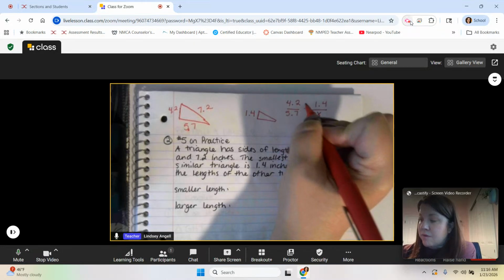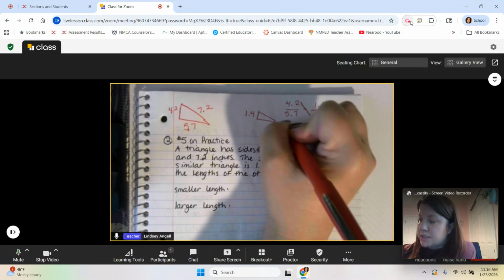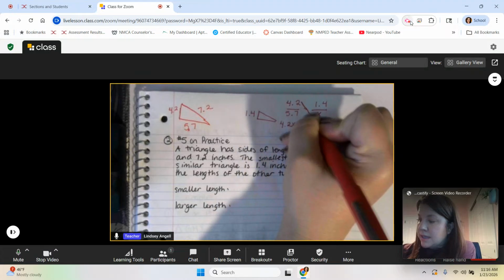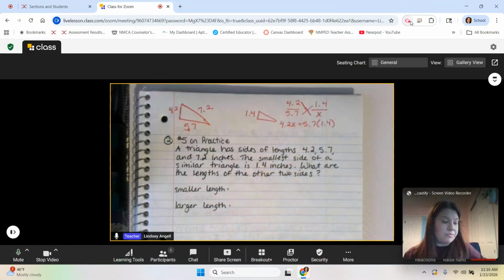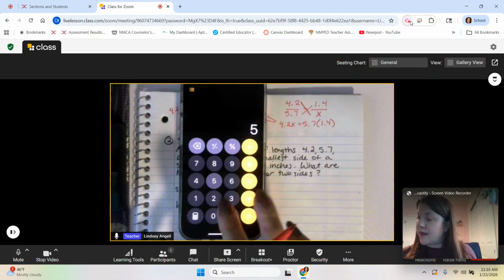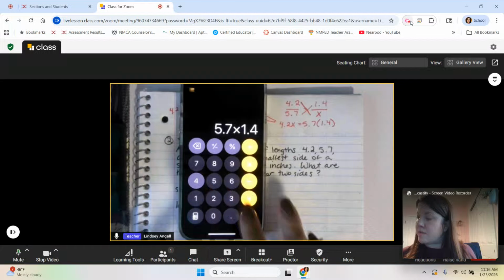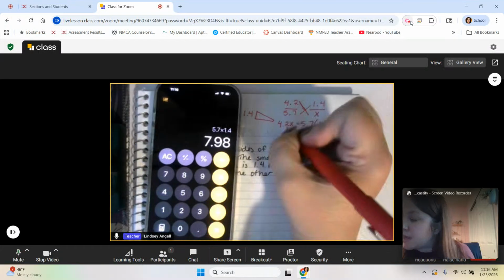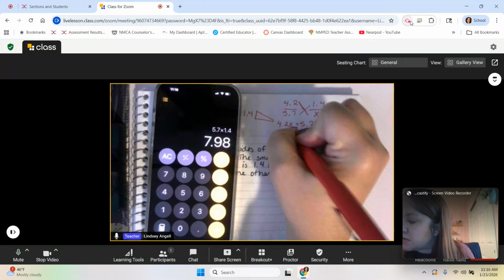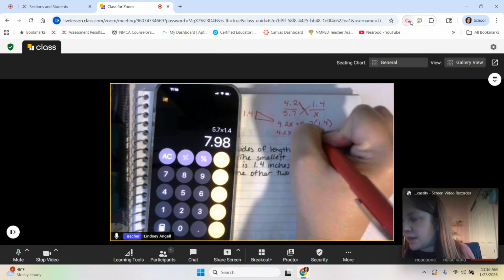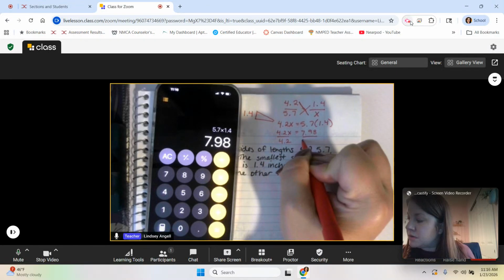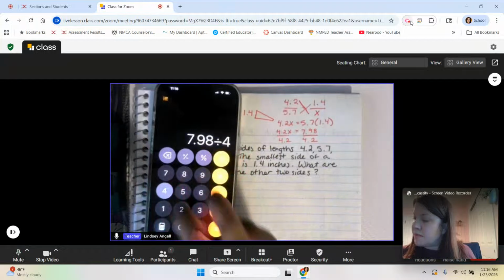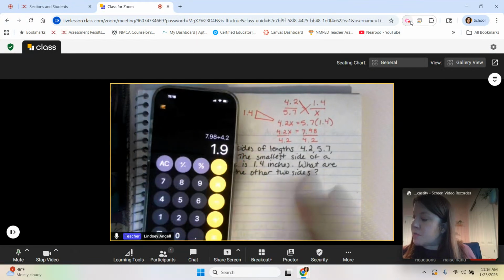And that's okay. We have cross multiplication. So we can say 4.2x equals 5.7 times 1.4. Well, let me see what that is. 5.7 times 1.4, that equals 7.98. So 4.2x equals 7.98. Divide both sides by 4.2. Divide by 4.2. That gives me 1.9.